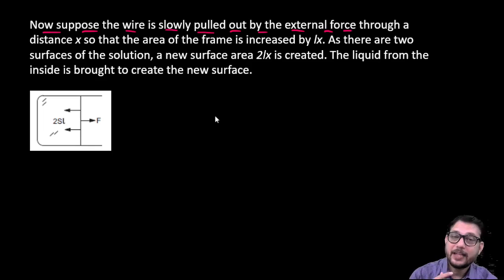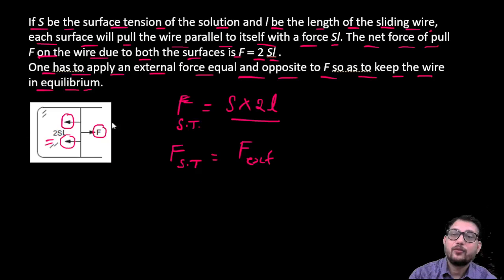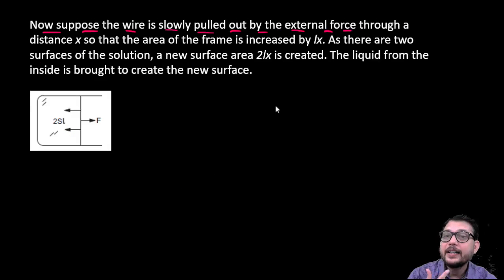So as we have discussed here, the force F, whatever external force we have applied here, is equal to the force which is due to surface tension. And in this equation, the sliding wire is at its equilibrium position. Now if we increase the external force, then what will happen? Then we can simply say that the wire will be slowly pulled out, and it covers a slight distance x.